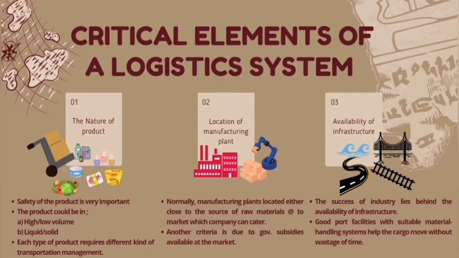Third is availability of infrastructure. Infrastructure is the backbone of industry in any country. If the infrastructure of a country is strong, the industry can prosper. Besides, good port facilities with a suitable material handling system can help the cargo to move without a wastage of time.